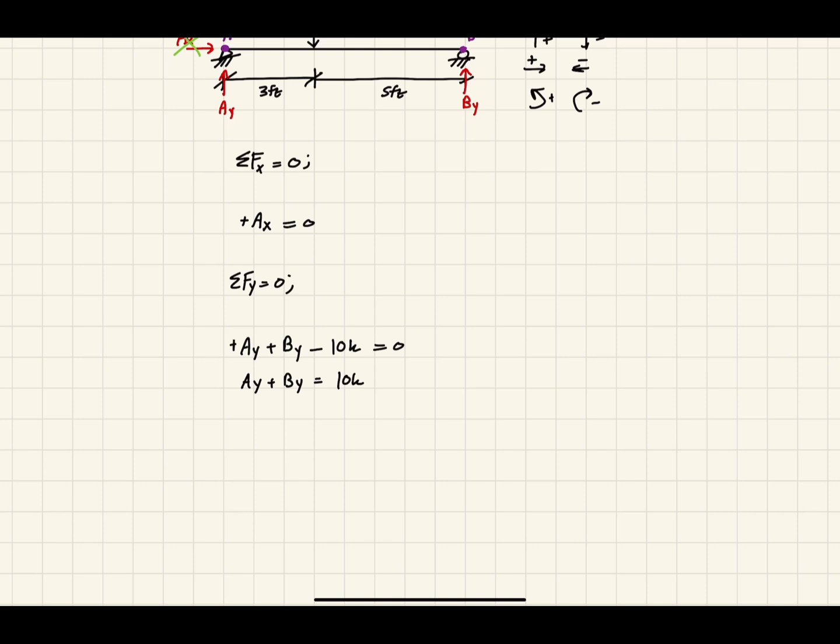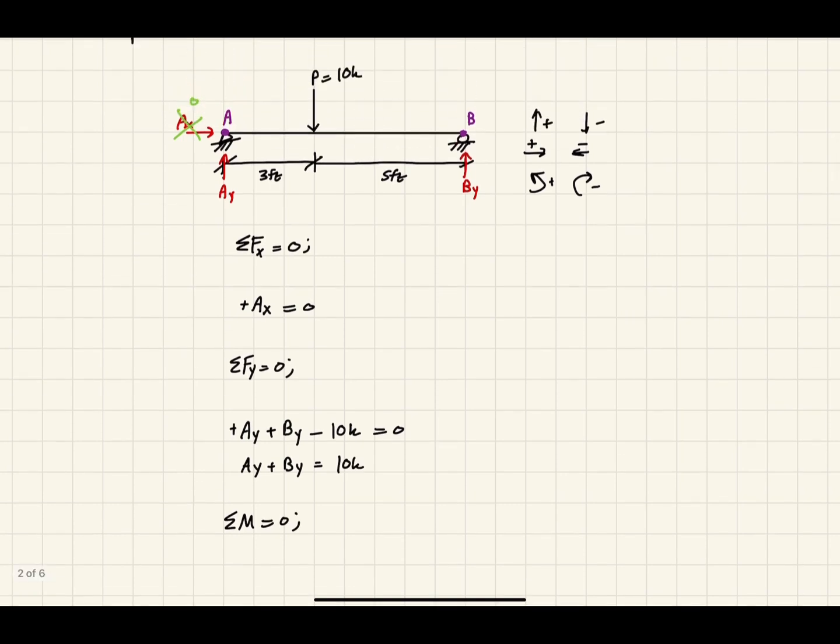So let's solve for moments and see if we have better luck. One thing about moments is we can be pretty strategic with where we take it. So let's say we take it right at the point under the applied load. So that would mean that if we were to solve, let's just do that off to the side. So I'm going to call this point C. So if we take moments about C, it should equal 0.